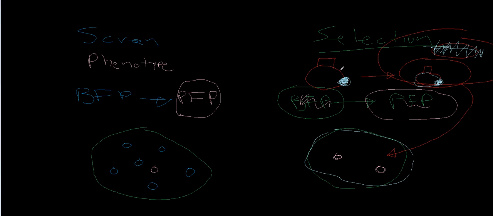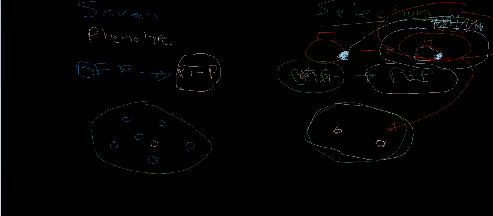So that's a selection in a nutshell, and they're cool because you don't need to look at the tens, hundreds, thousands, millions, billions, trillions, however many cells. You don't need to look at the entire population in order to find what you want. You're only looking at the ones that survive. So genetic selections are awesome.